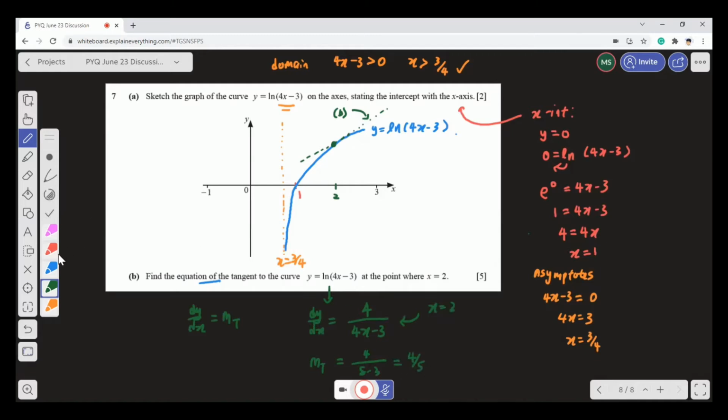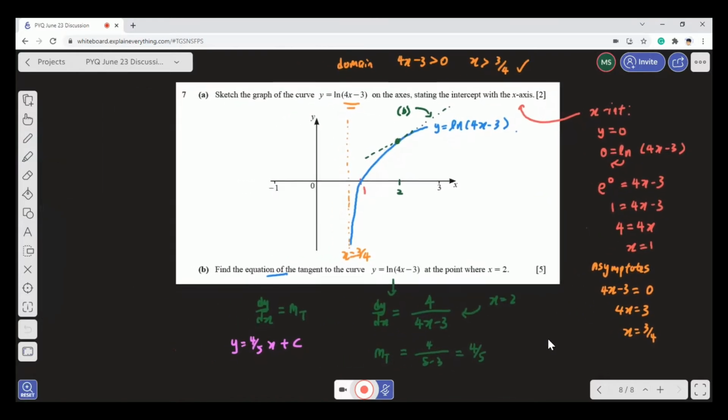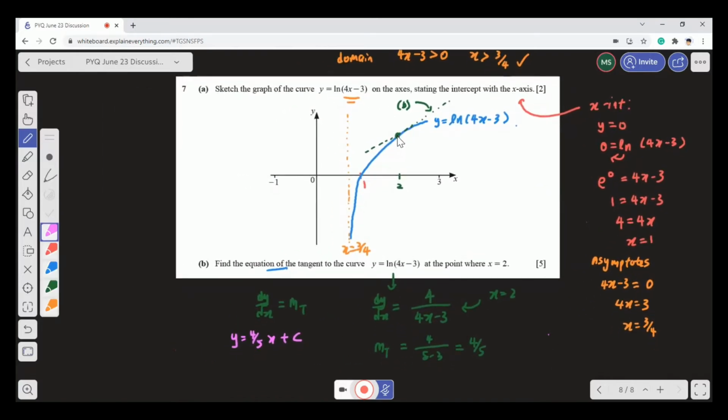Okay, our job is partially done. So I'm going to write down y equals 4 over 5 x plus c. But in order to find c, I need to have a coordinate. I only know x is 2, but what is the y? The y is ln 5. You substitute into the curve equation, so substitute 2 to get ln 5, to find the c.